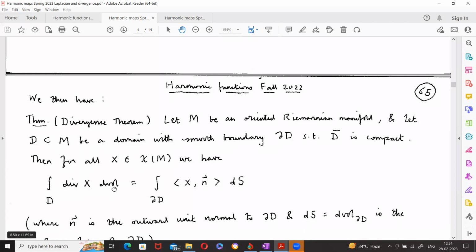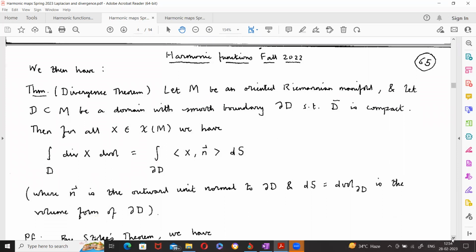This is equal to the integral over boundary D of the inner product of X with the normal vector ds, where n is the outward unit normal to boundary D and ds is the volume form of the boundary of D.